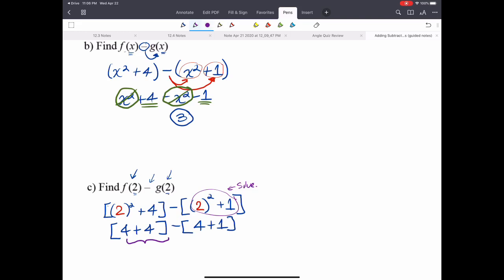All right, so 4 plus 4 is 8. 4 plus 1 is 5. We have the minus sign there, and then we're going to attach that to the 5. And then notice for this problem, we ended up with the same result. So you ended up with 3. That does it for your lesson right there. These were pretty straightforward, I would say.